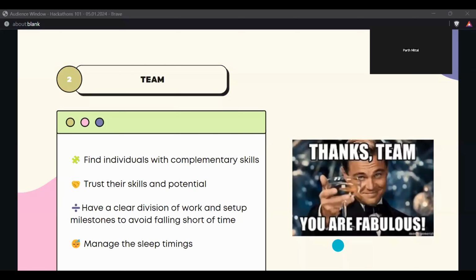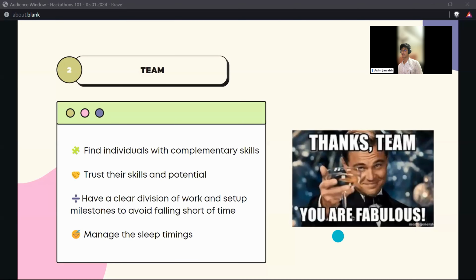Next is the team. Asim, do you want to talk about this? Yeah, go ahead. Once again, I'm back here. Team is really important, like you said. Having a good team is basically getting 50% of the work done at the start. You'll usually be able to breeze through the hackathon much better than if you didn't have a proper team that communicates well. The most important thing is to find individuals that complement your skills. For example, if you're a front end developer, find a back end developer or a UI UX developer.